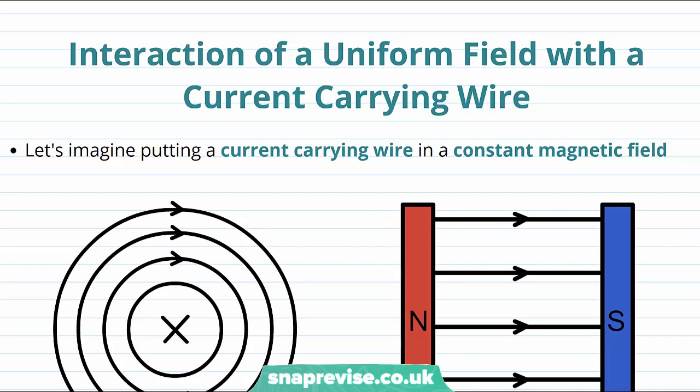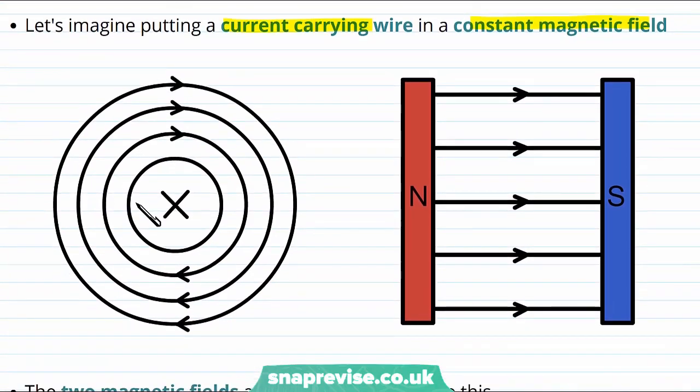Now let's go back to the thing that we were originally interested in, which was what happened when we put a current carrying wire in a uniform magnetic field. Now the diagram that we have on the left might look slightly strange, so let's explain this. This cross means that we're looking straight from the bottom of the wire up to the top. And of course, if you looked from directly above or below the wire, you would expect to see these concentric circles as the magnetic field.